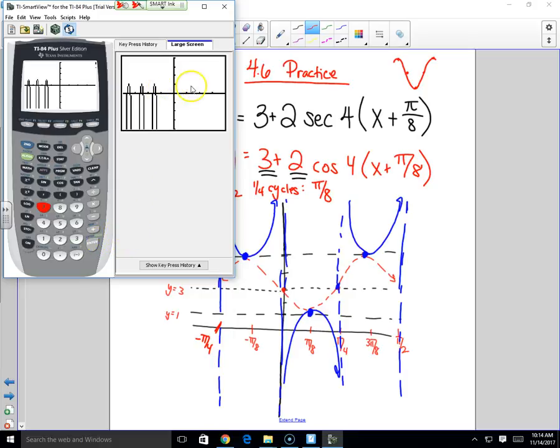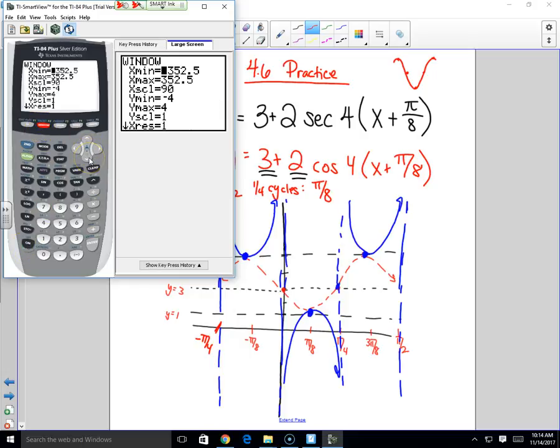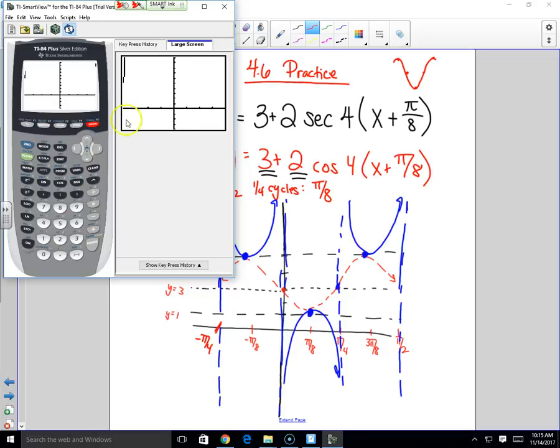Hold on. Okay, I see the bottom bounces. Where are the top bounces? Where are the top bouncing offs? Yeah, I don't think my window's very high, right? Zoom Trig doesn't necessarily know everything, meaning they're not going high enough to even see the other portion of the graph. So Zoom Trig is good.